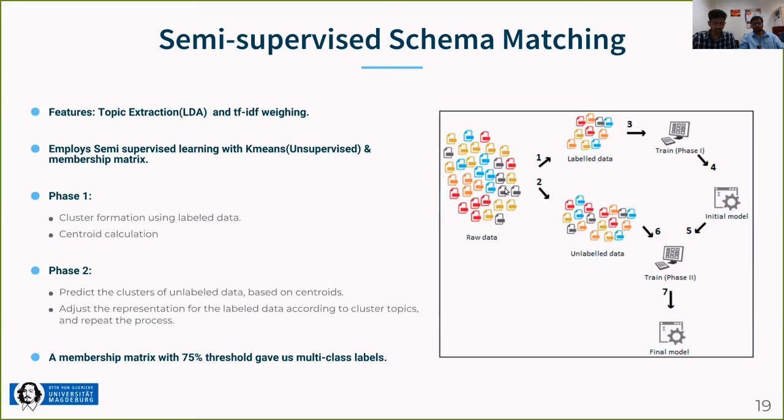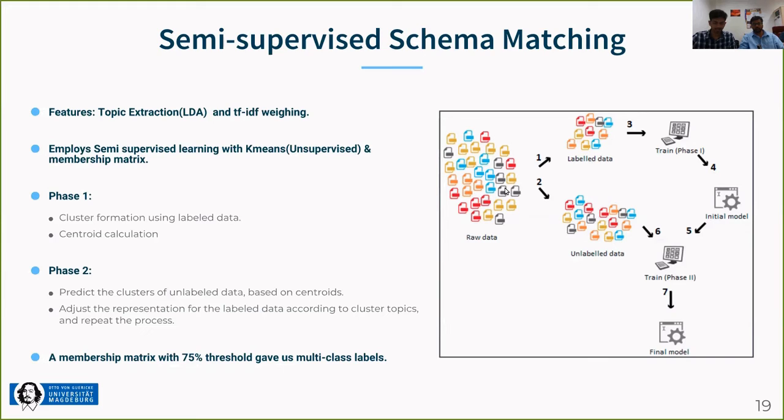In phase 1, the supervised part, we form the clusters using the labeled data and calculate the centroid for each cluster. In phase 2, which is the unsupervised part, we use the unlabeled instances and calculate the similarity of each instance with all the clusters which were formed in the supervised part. Now we cluster this instance to the highest similarity cluster and retrain the model. This process is repeated until all the unlabeled instances are exhausted.